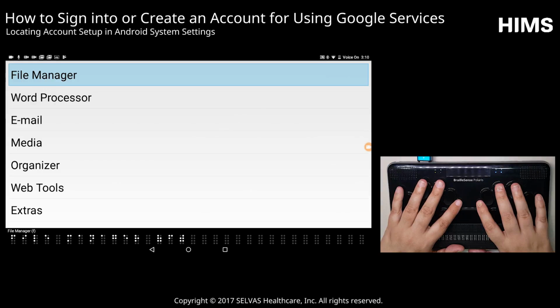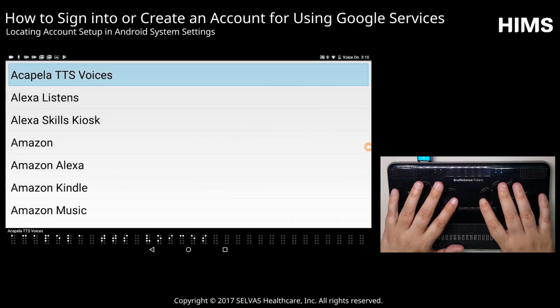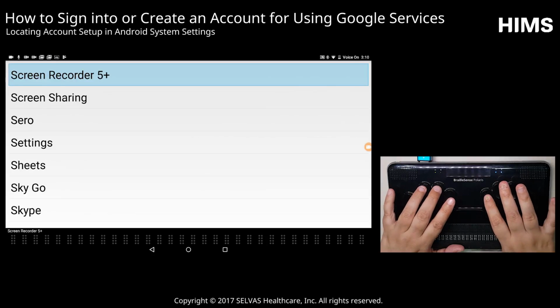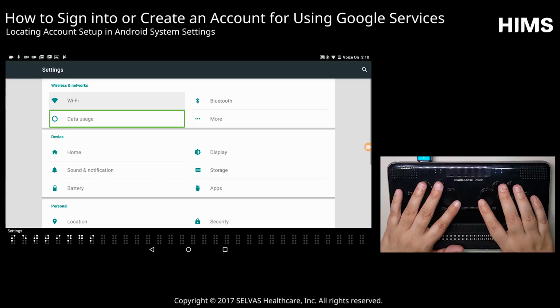I'm at my main menu, so I'll press A for all apps. TTS voices. And I'll press S several times to get to settings. Screen record, screen sharing, 0. Settings. And I'll press enter. Data usage, enter key to select.